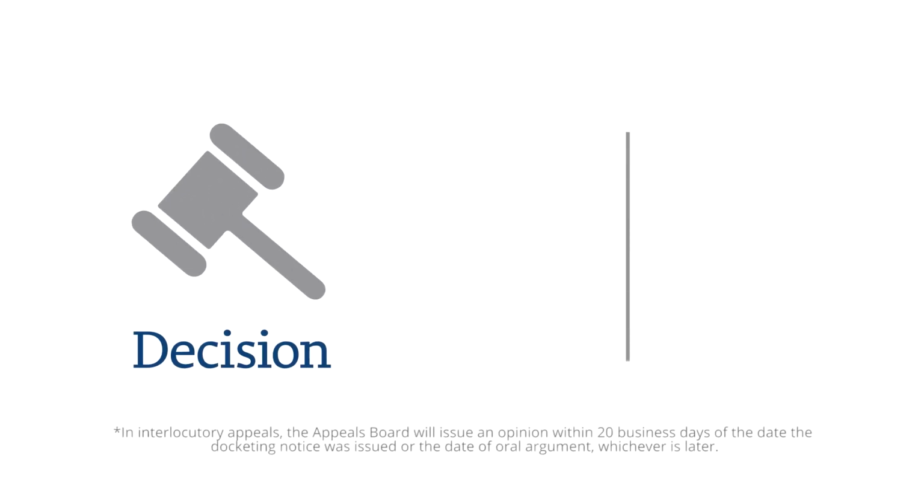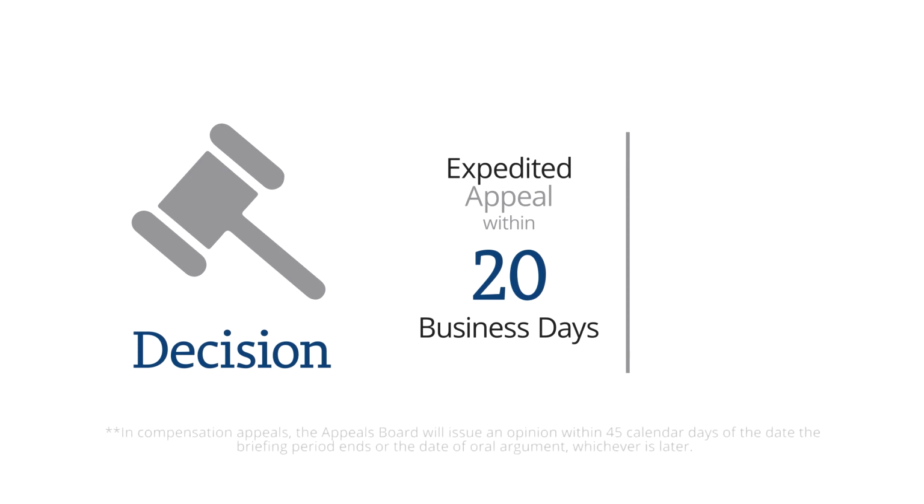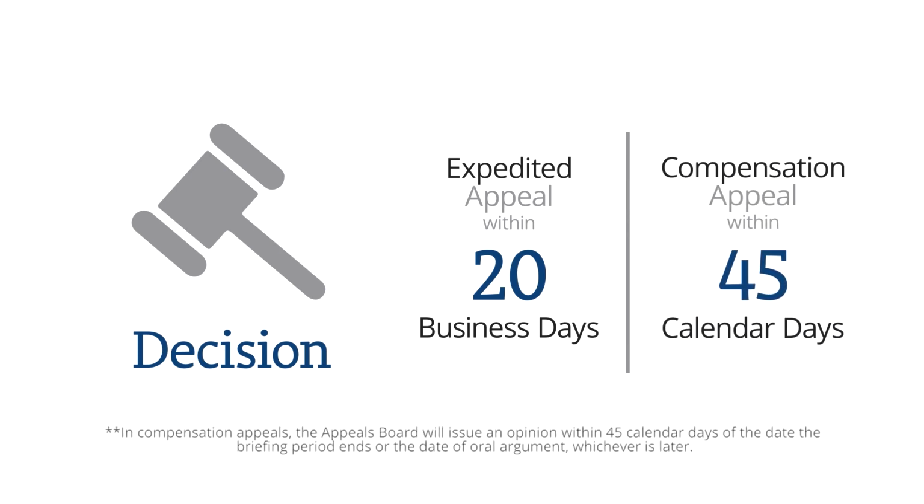The appeals board is required to decide expedited appeals within 20 business days from the date the record is received on appeal, or from when the oral argument is held, whichever is later. For a compensation appeal, the time is a little longer, allowing up to 45 calendar days for a decision.